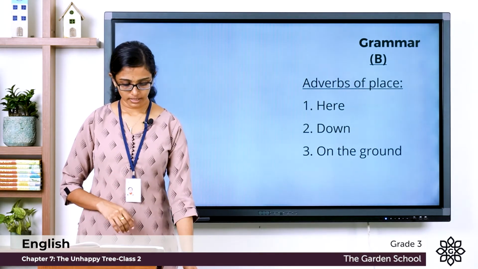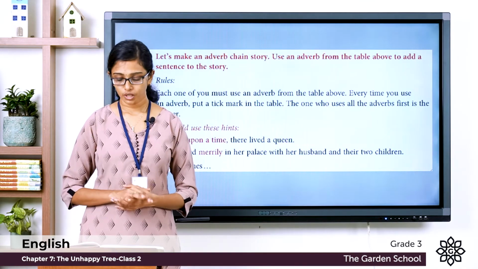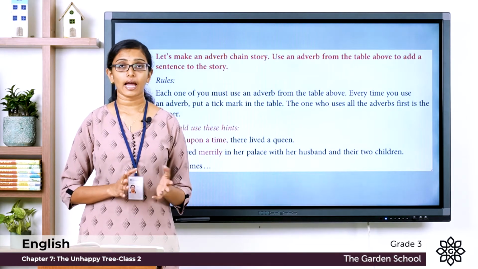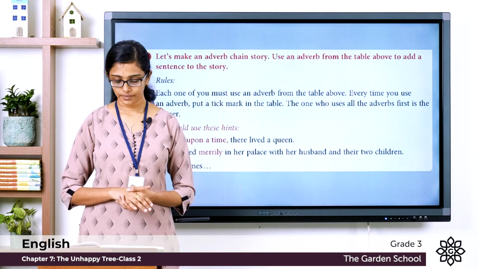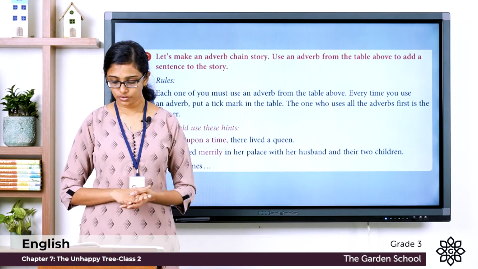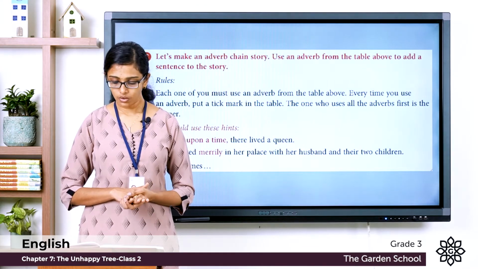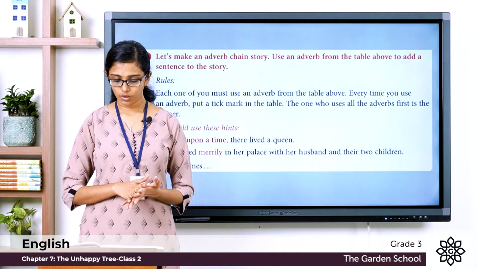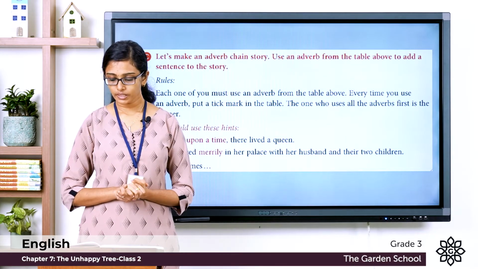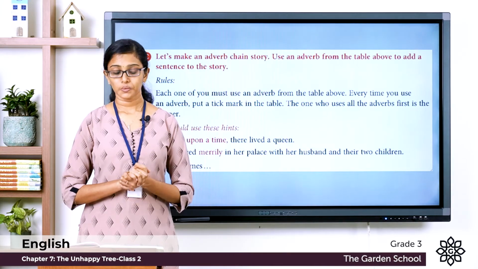Now the next section is, let's make an adverb chain story. Use an adverb from the table above to add a sentence to the story. And you have some rules also. Each one of you must use an adverb from the table above. Every time you use an adverb, put a tick mark in the table. The one who uses all the adverbs first is the winner.